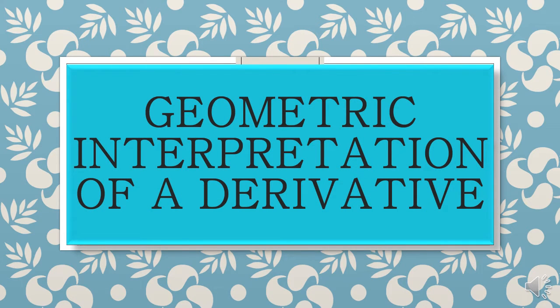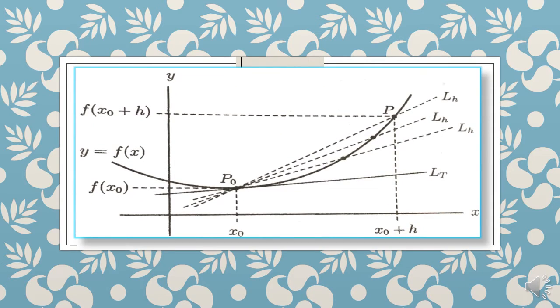The next topic of implicit differentiation is the geometric interpretation of a derivative. So let's consider this graph. Let the curve of a function f, this one, defined by y equals f of x. Ibig sabihin, itong curve na 'to is yung curve natin na y equals f of x.